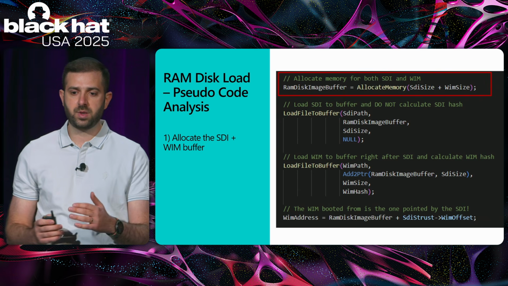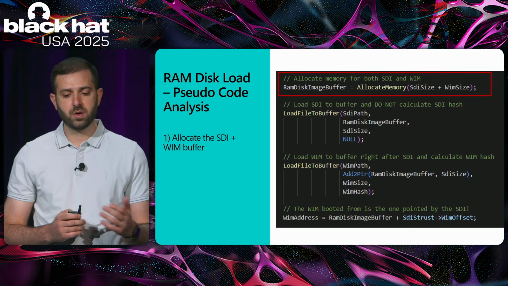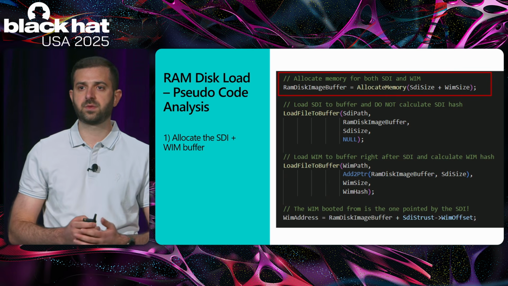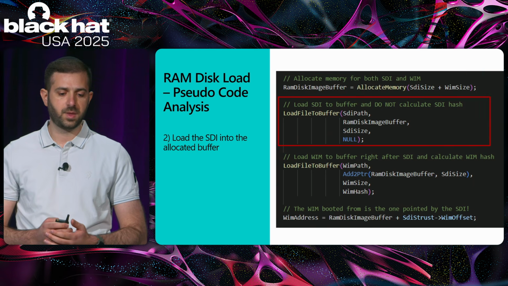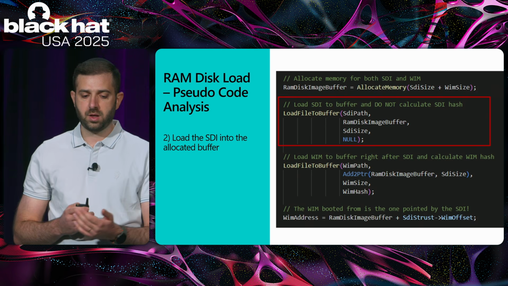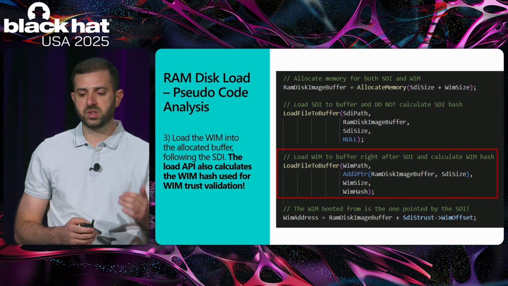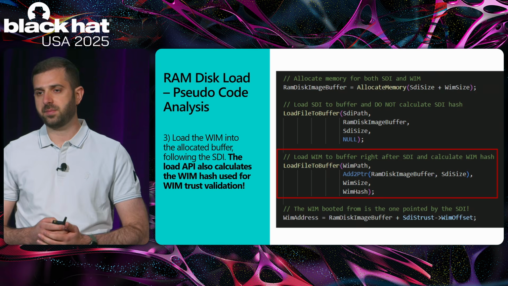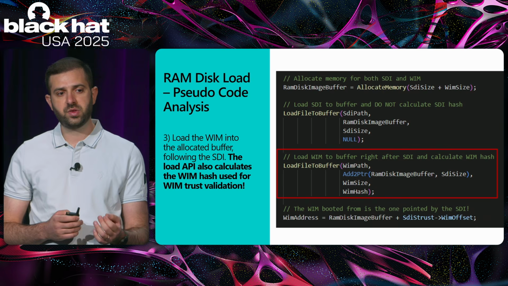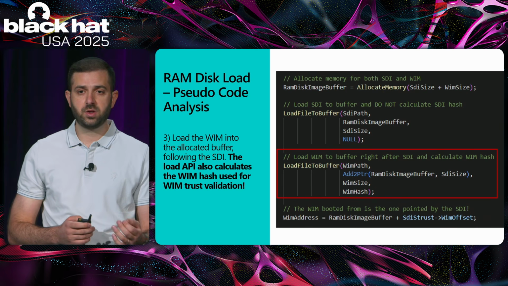Now, let's briefly examine a pseudocode that demonstrates this process. The code retrieves the sizes both of the SDI and WIM files, then allocates a buffer large enough for both. Next, the SDI data is copied to the beginning of the RAM disk image buffer. Then the WIM data is loaded and positioned immediately after the SDI data. During this process, the loading API computes the WIM hash for validation. If the hash validation fails, the main OS volume gets locked.